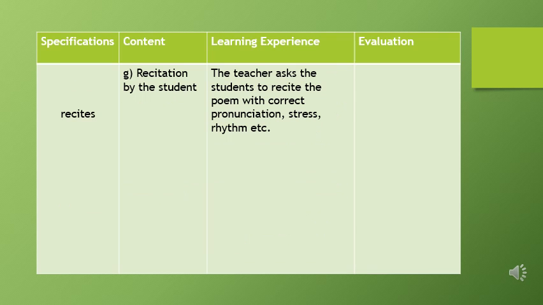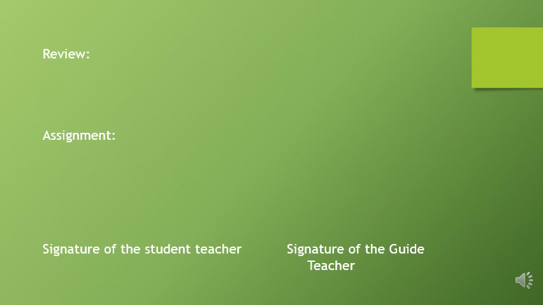The last step is recitation of the poem by the student. After the first recitation and second recitation, the third one should be recited by the student. The teacher can ask any one of the students to come forward and recite the poem in front of the whole classroom. This is the last step in teaching of poetry, and after that we have review, assignment and signatures. Recapitulation is the last step of teaching of poetry.